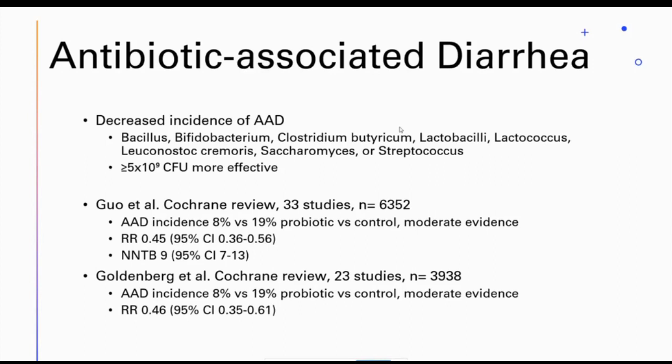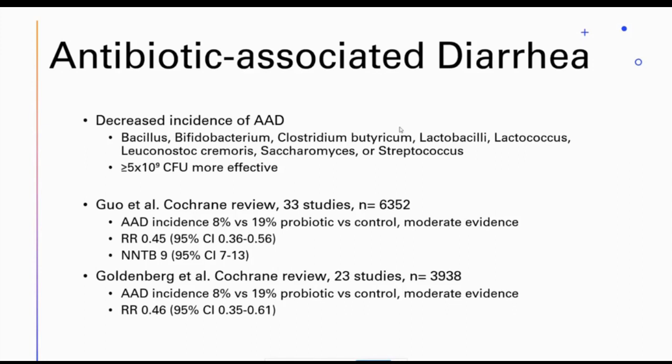And the Cochrane reviews that really support this are Guo et al. and Goldenberg et al. Guo et al. was actually an update of what Goldenberg had done. And so you see there, they did 33 studies. They had 6,352 patients. And they're showing an antibiotic-associated diarrhea incidence of 8 versus 19% in the probiotic versus control groups. And they felt like there was moderate level evidence in order to support this. And they also demonstrated a risk ratio of 0.45.